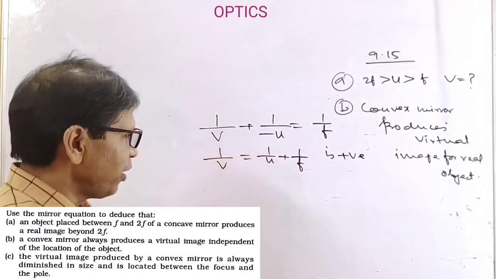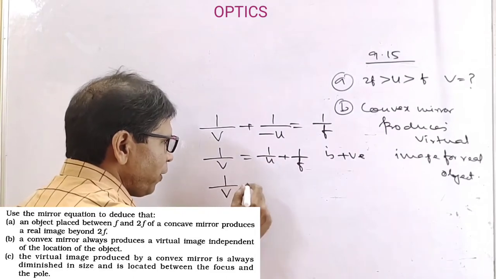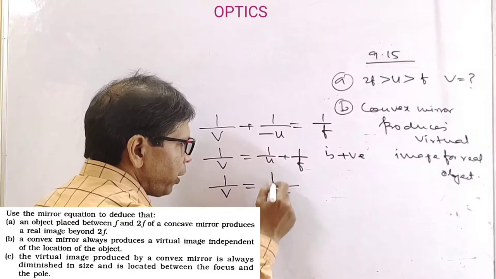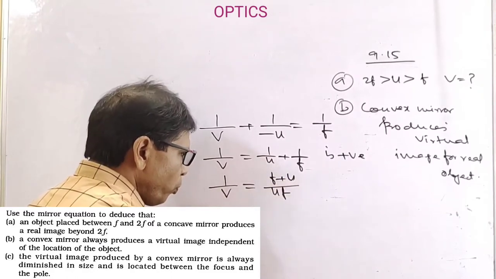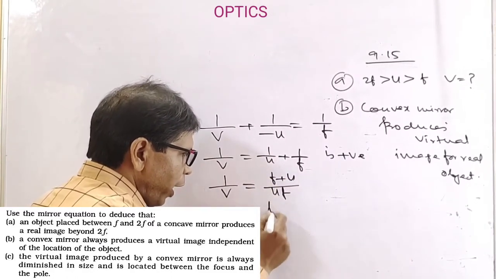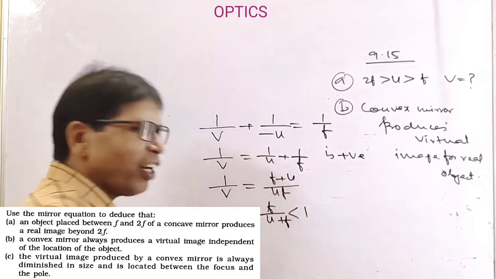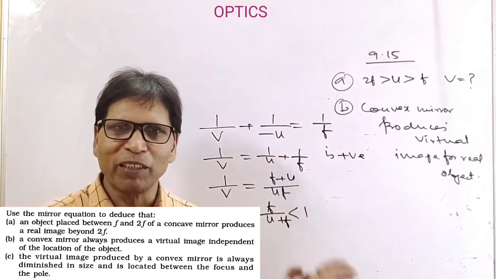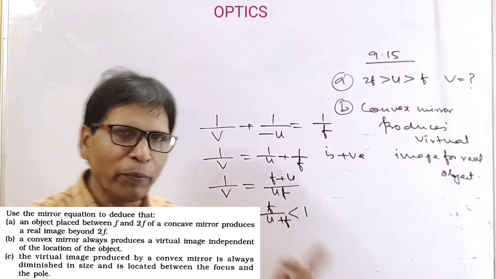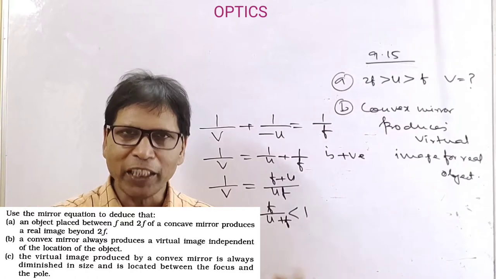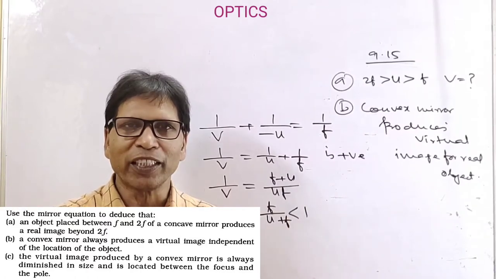Now magnification. Look at this, 1 by V equal to UF divided by F plus U. So V by U equal to F divided by U plus F. Look at this, this is less than 1. So the image is diminished. So a convex mirror always produces a virtual and diminished image for a real object.